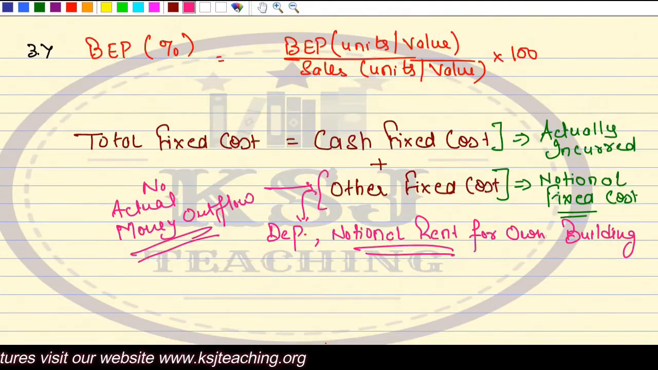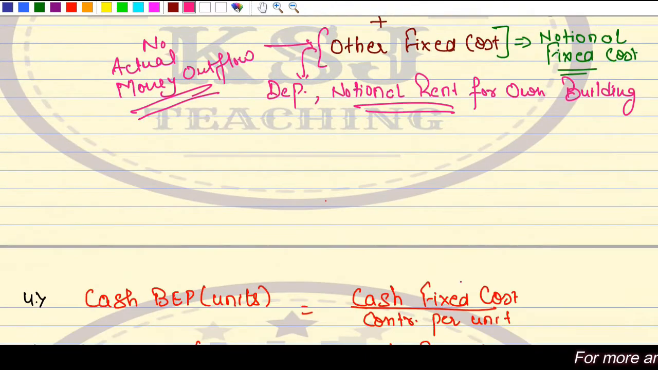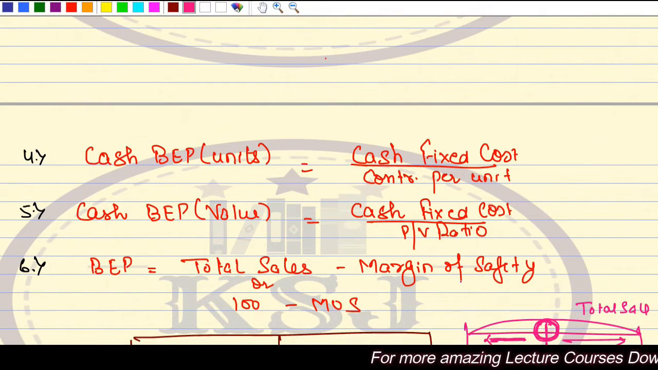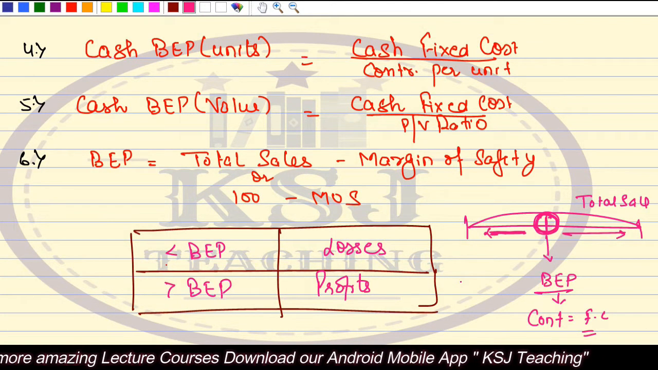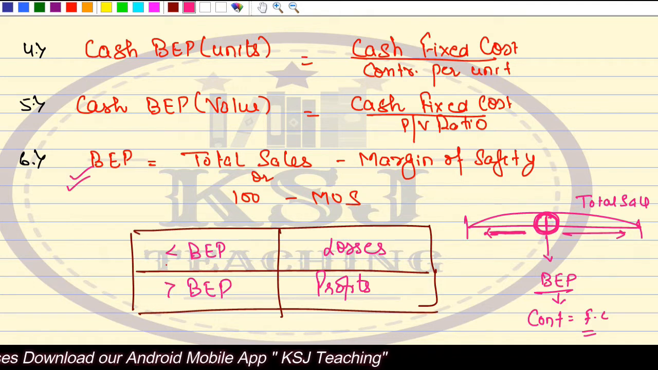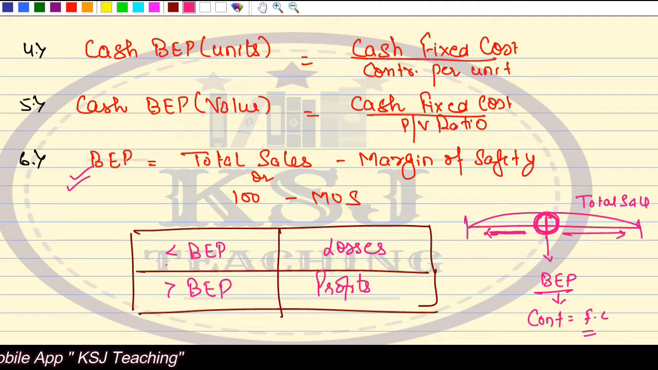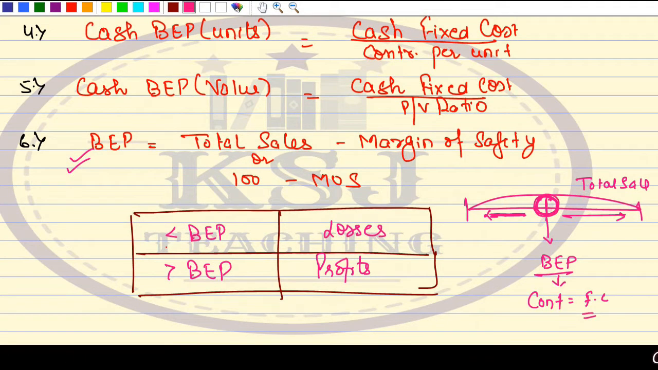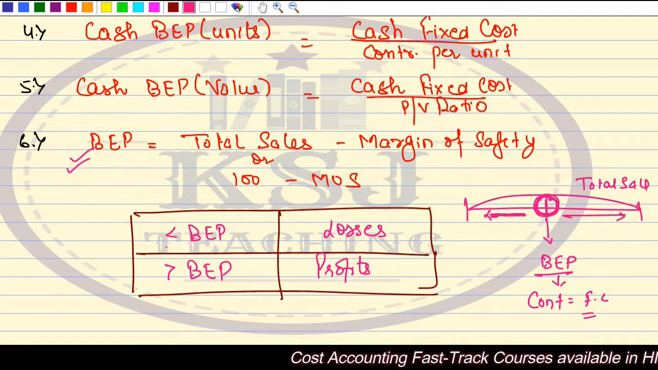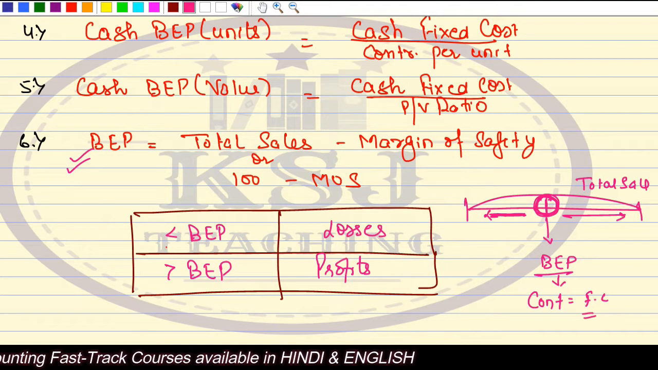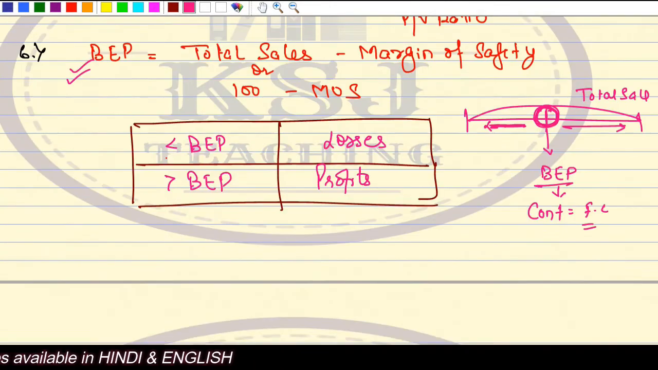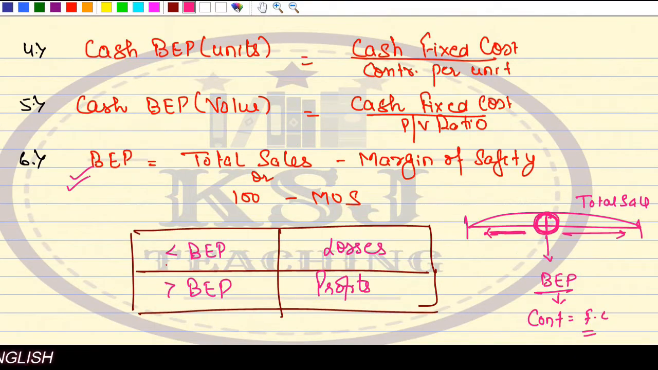Then we discussed that total fixed cost has two parts. One is the cash fixed cost and the other is the fixed cost which is notional, where there is no actual outflow. So cash break-even point in value, and break-even point total sales minus the margin of safety, this we will discuss later on. I told you in the last lecture also that we are going to discuss this later on. Anything less than the break-even point will incur losses because we will not be able to cover the fixed cost, and anything above break-even point we will have profits, because at the break-even point we have already recovered our fixed cost, right? So this is all we discussed about the break-even point.